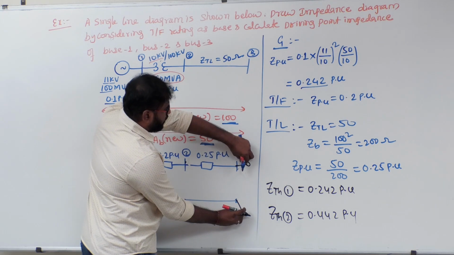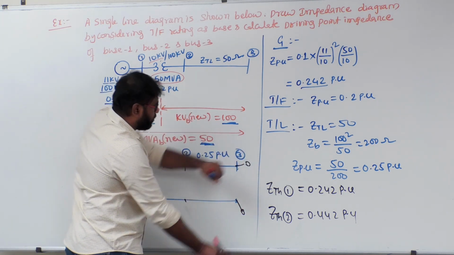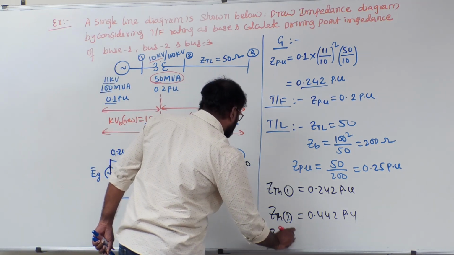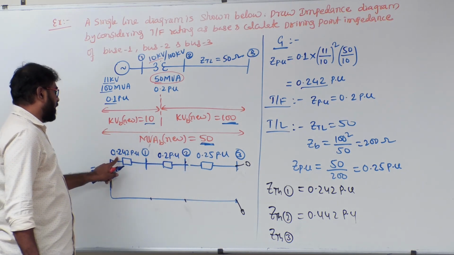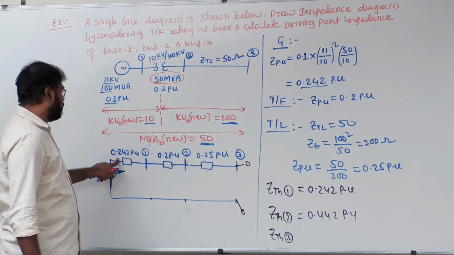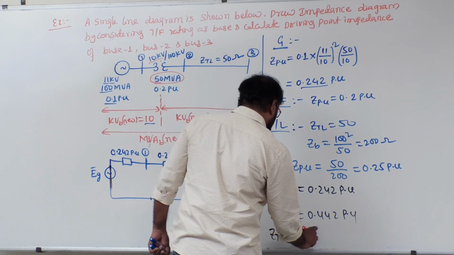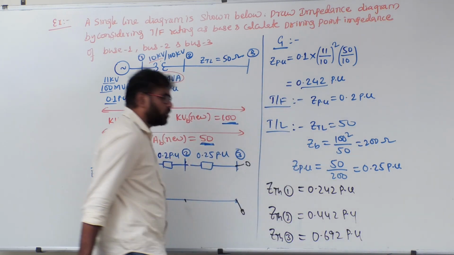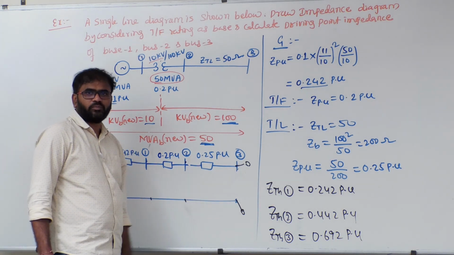Now finally, Z Thevenin 3, that means the driving point impedance of bus 3. If I look from these two terminals, all these three will be coming in series. Here I am observing at bus 3. So Z Thevenin at bus 3 is 0.25 plus 0.2 plus 0.242. So what I get now? 0.692 per unit. That's about the driving point impedance of bus 1, bus 2 and bus 3.